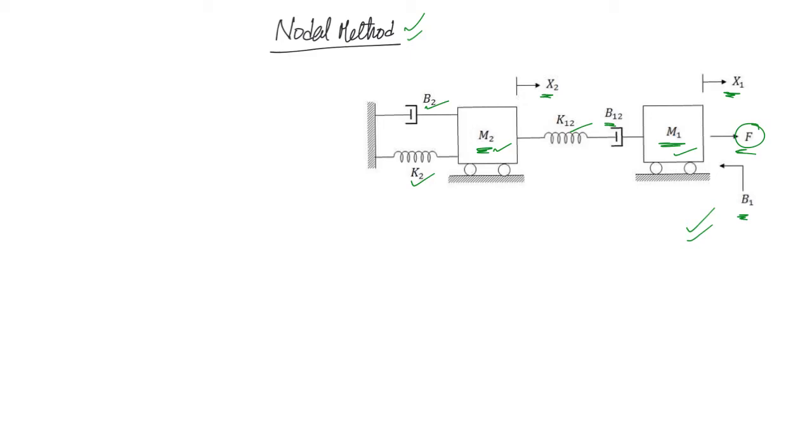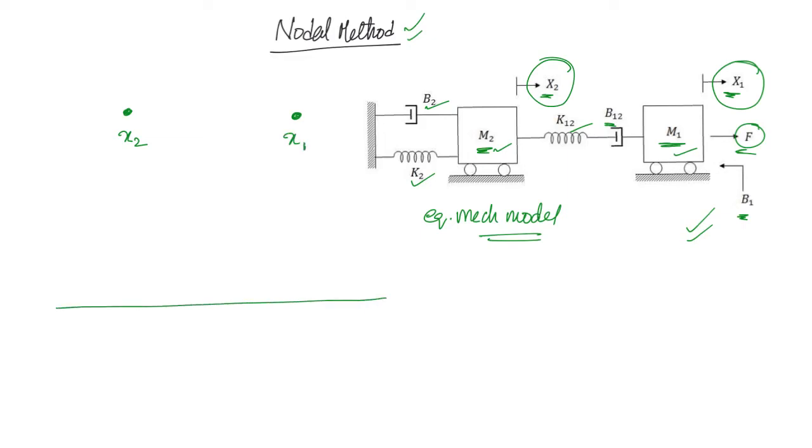So now for this system, the first thing that you have to do is obtain an equivalent mechanical model. How do you obtain the equivalent mechanical model? Here you have to identify what the displacements in the system are. We can see that we have one displacement x1 and another displacement x2. These displacements we represent by means of nodes. Two nodes, because we have two displacements. One is x2 and another is x1. And here we will take a reference node.